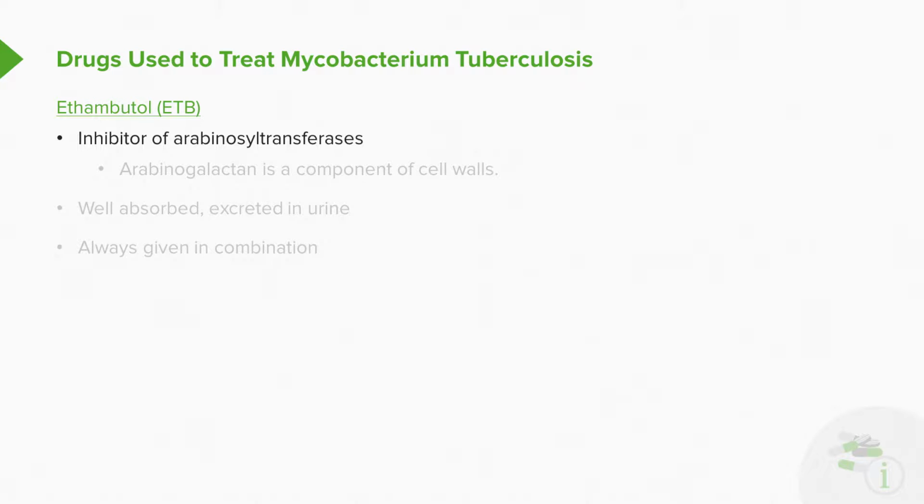Let's move on to ethambutol, or EMB. It is an inhibitor of arabinosyl transferases. Now, this particular protein is a component of cell walls. It is well absorbed and it's excreted in the urine, and it's always given in combination with other anti-tuberculous agents.